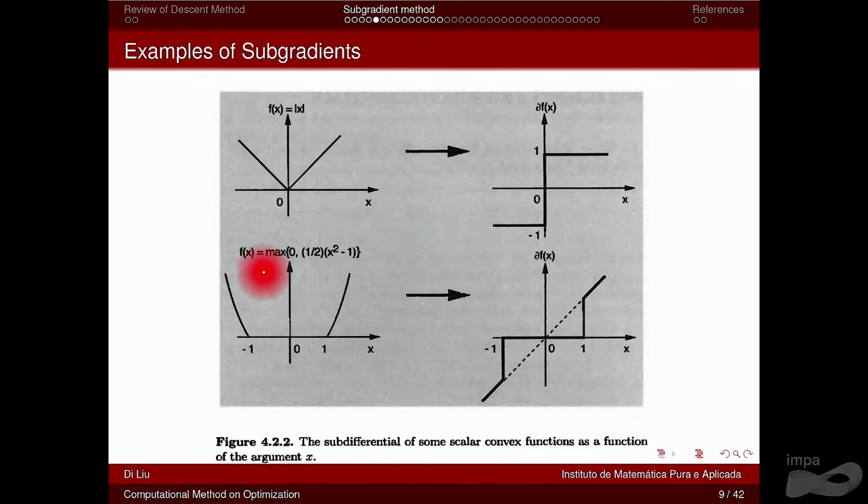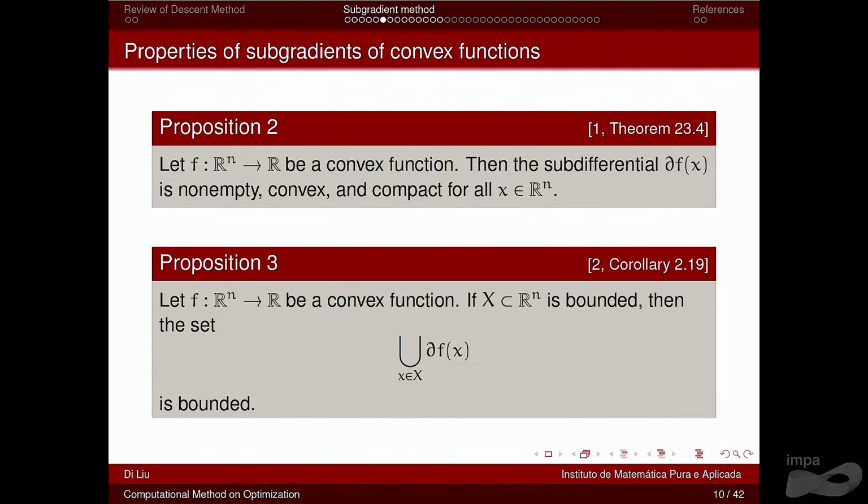Another function is here. This is also a convex function, okay, but it's not differentiable, especially at the points minus 1 and 1. So we can see the subgradient is like this, okay? The subgradient is like this.